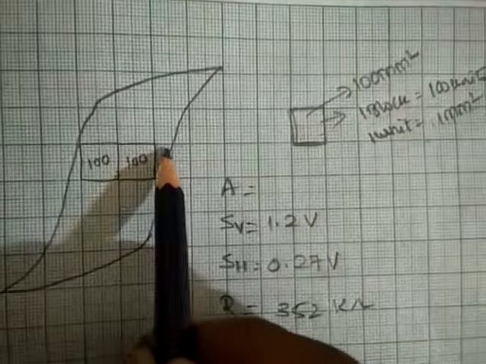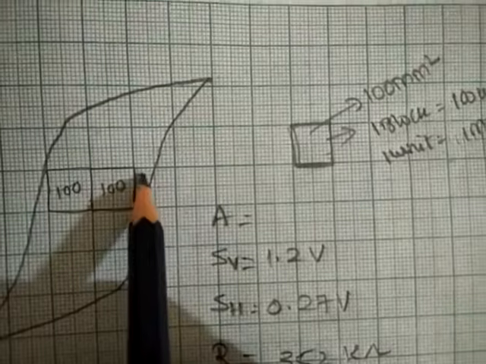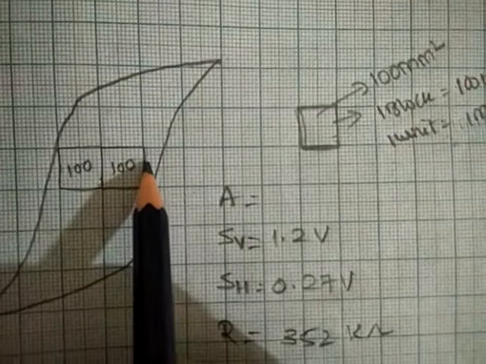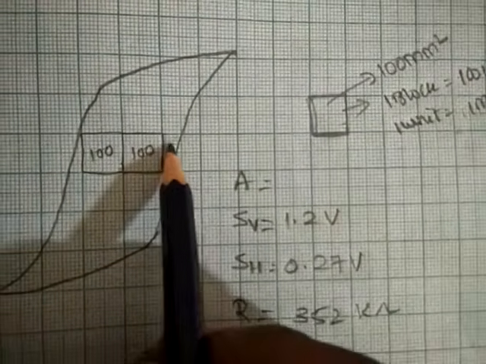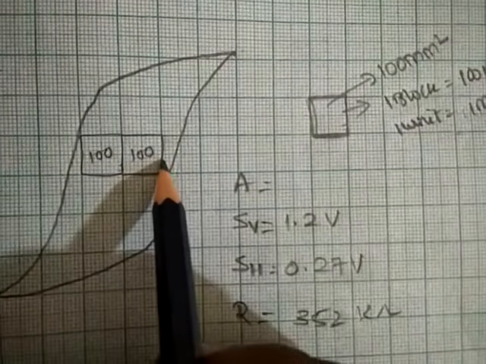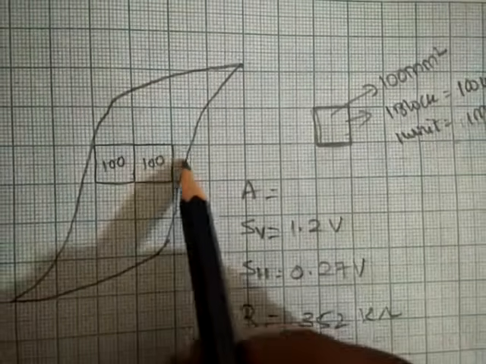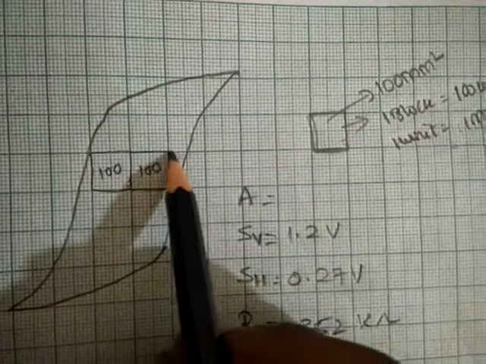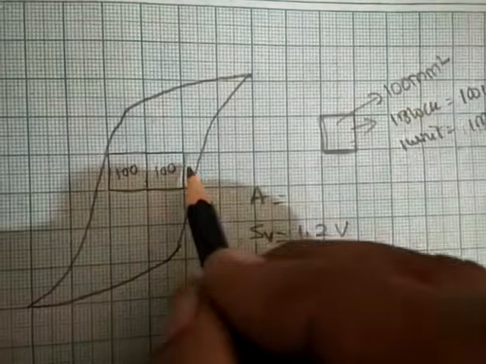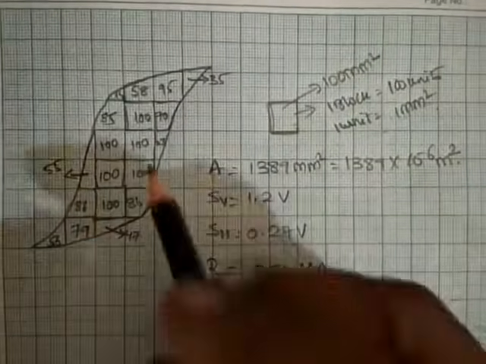If you see here, there are 1, 2, 3, 4, 5, 6, 7, 8, 9, 10, 11, 12, 13, 14, 15, 16, 17, 18, 19, 20, 21, 22, 23. There are 23 cells covered in this area. So this area arrives to be 23 millimeter square.